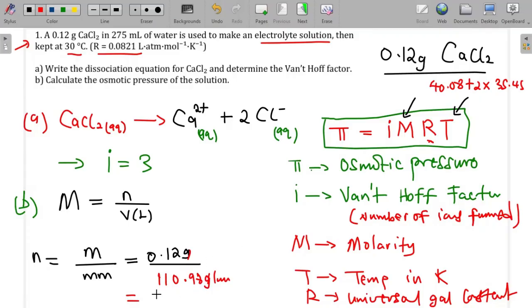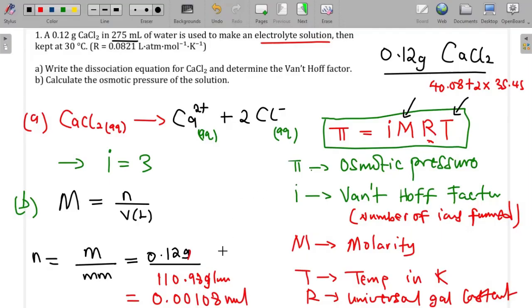So I'm going to get 0.00108 moles. Okay, so I've gotten my moles. And then where am I going to get the volume? The volume I also have, because I've been given that the water there is 275 mL of water.